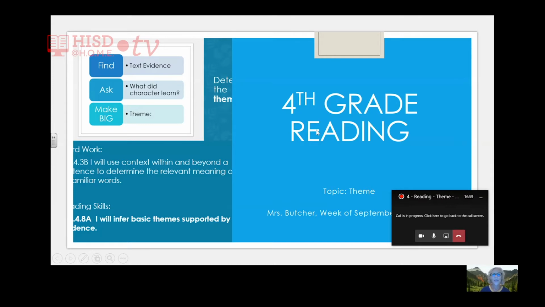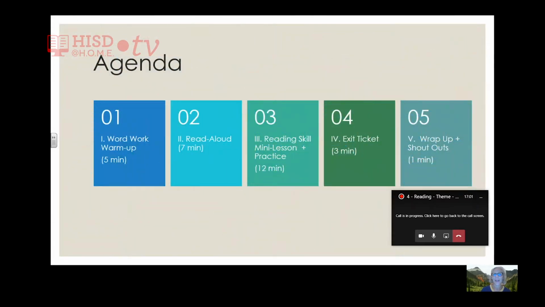Okay, fourth grade reading. We're doing our word work warm up, our read aloud, reading skill and mini lesson, of course, and then a little exit ticket to make sure we understand, and then our wrap up and shout outs.